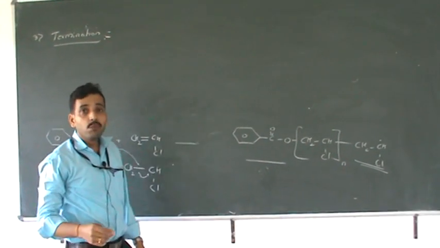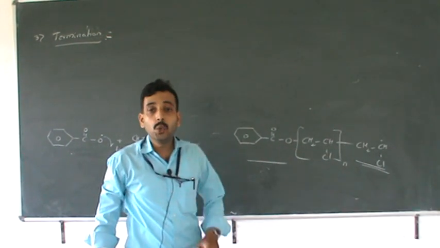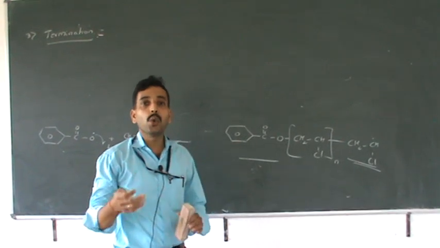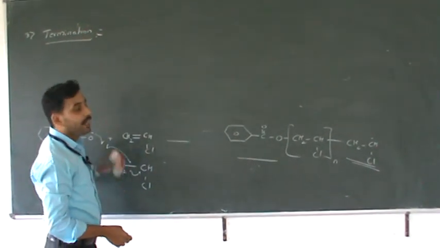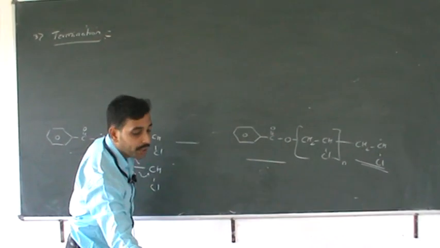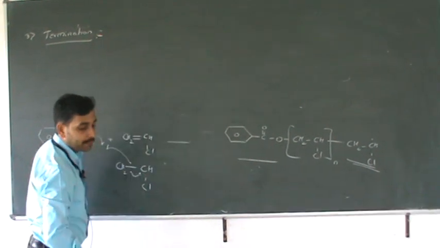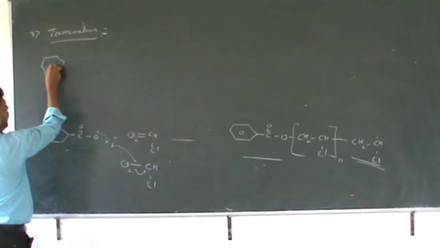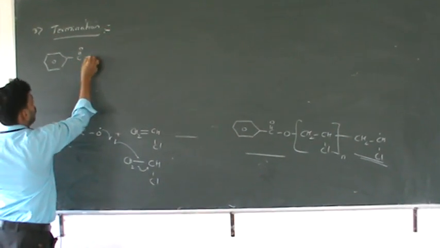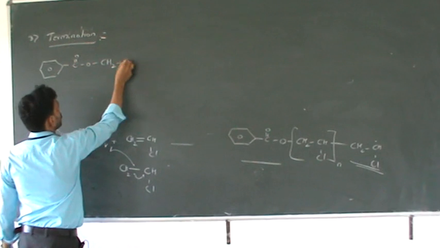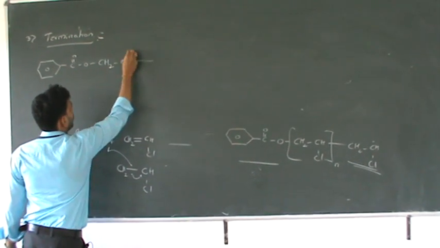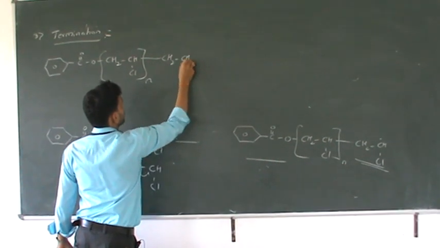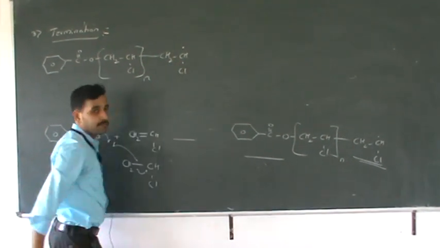Termination, the word means to kill or to terminate, to arrest the growing polymer chains. That is what we call termination reactions. So in here, the termination reaction comes after the propagation reaction, where we have C double bond O, CH2 CHCl and the CH2 CHCl radical.